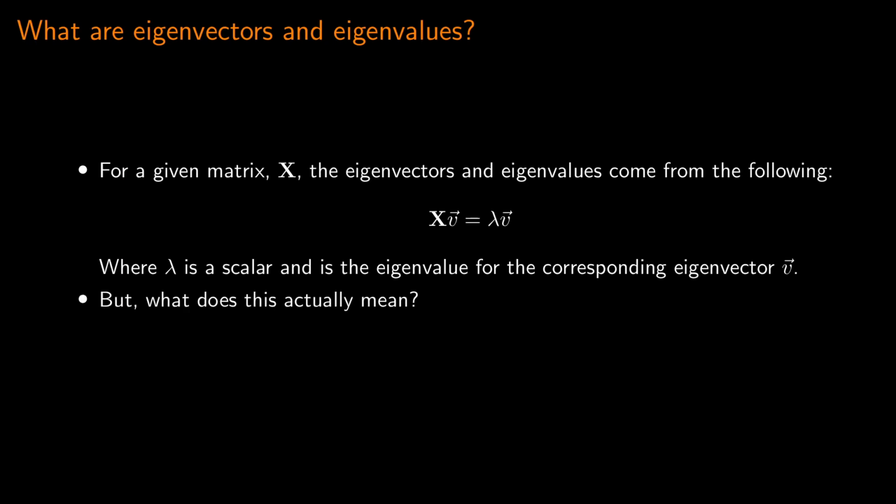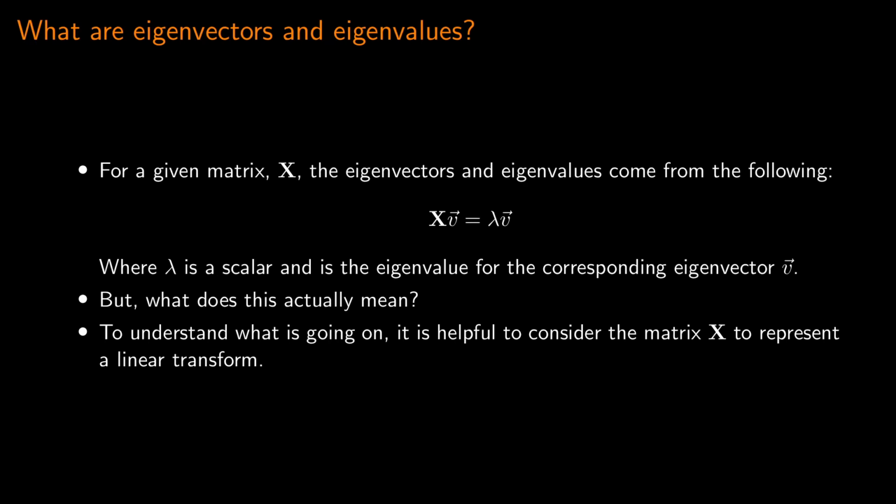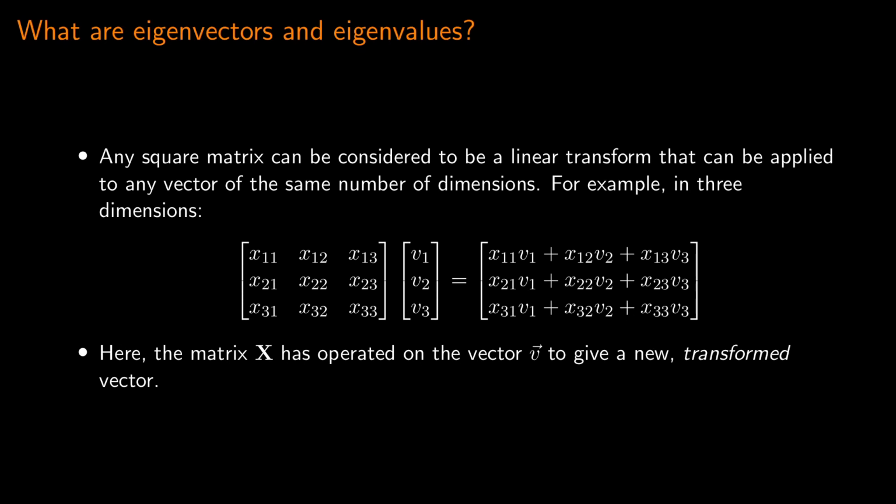But what does this actually mean? To understand what is going on, it is helpful to consider the matrix X to represent a linear transform. Any square matrix can be considered to be a linear transform that can be applied to any vector of the same number of dimensions. For example, in 3 dimensions, we might have the matrix X represented by x11 through to x33, as shown here, and the vector V, V1, V2, and V3, and if we multiply X by V, we get a new vector where each of the 3 elements is modified.